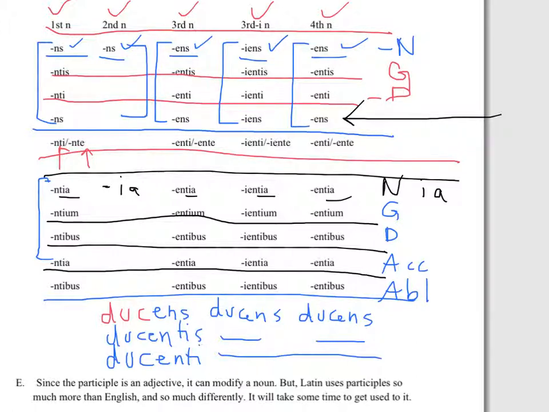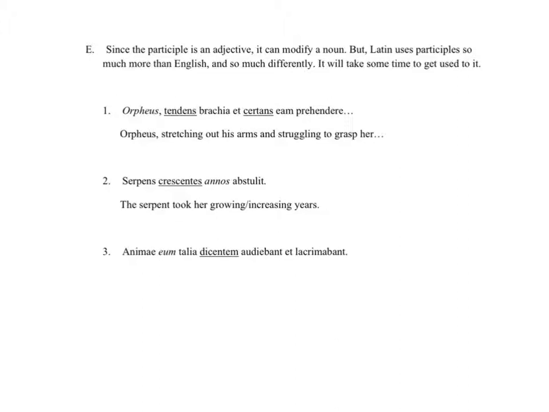Using the participle is just as difficult as forming it. So you have to practice both, and this is an important lesson because the Romans love participles more than anything. Here's what I mean. The participle is an adjective, and so it can modify any noun. But Latin just uses participles so much more than English and so much more differently. It'll take a little time to get used to it, but you'll see what I mean.